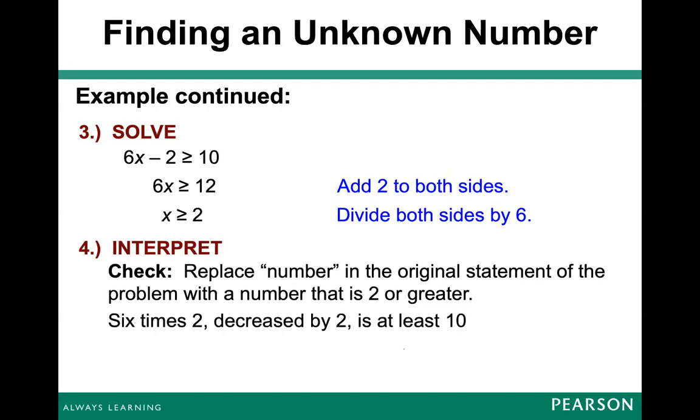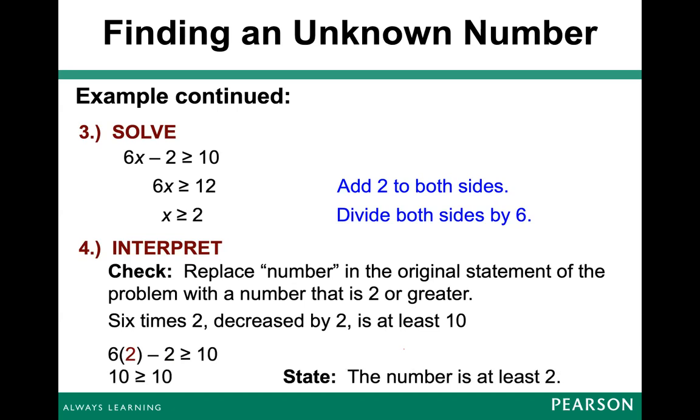6 times 2 decreased by 2 is 12 minus 2, which is 10. That is a true statement. 10 is greater than or equal to 10. It might be a good idea to also plug in a number that's bigger than 2, just to make sure the inequality is going the right way. But that is the correct solution.